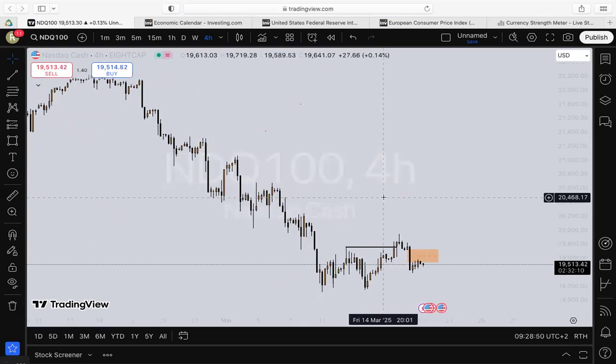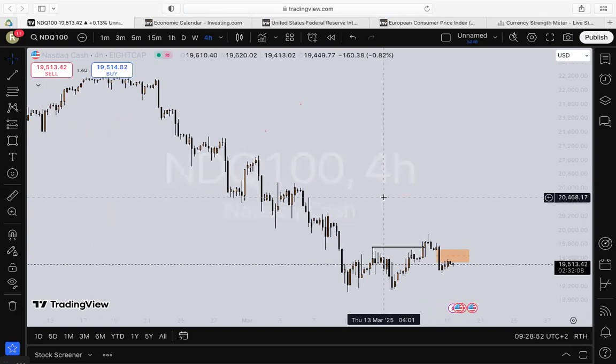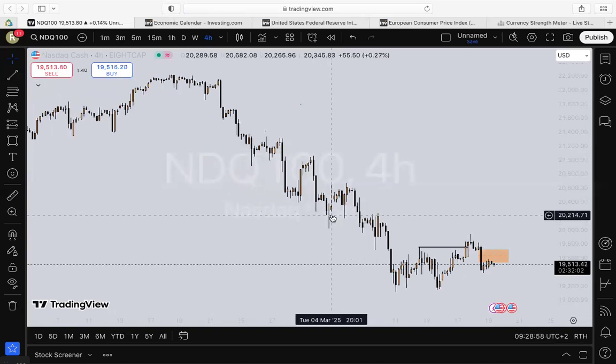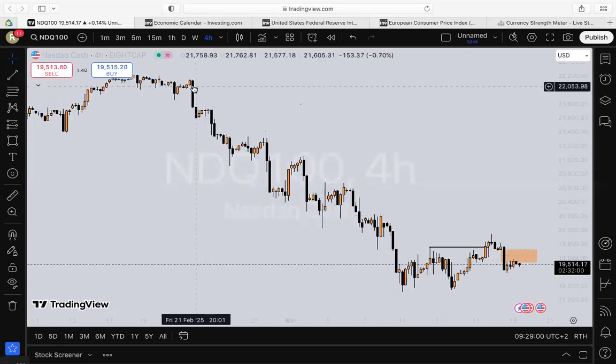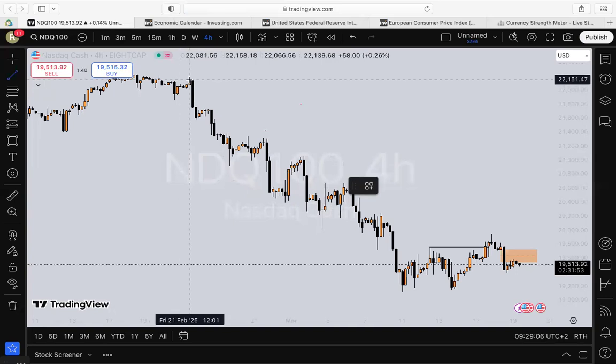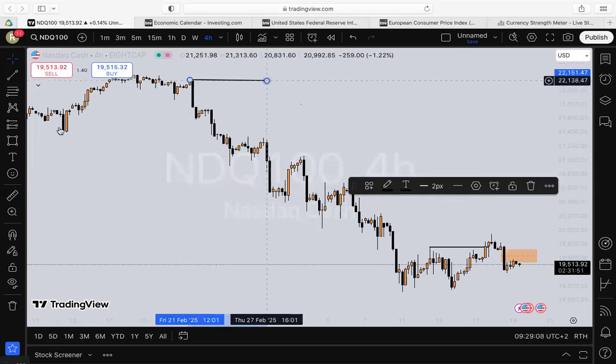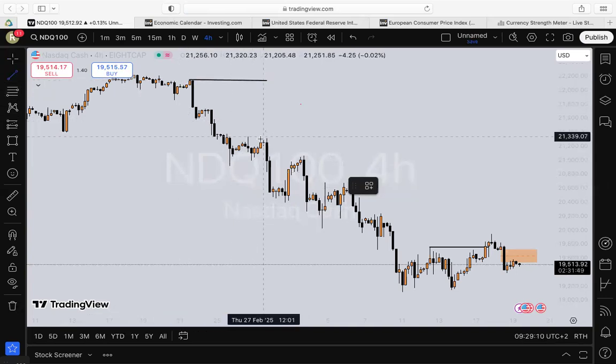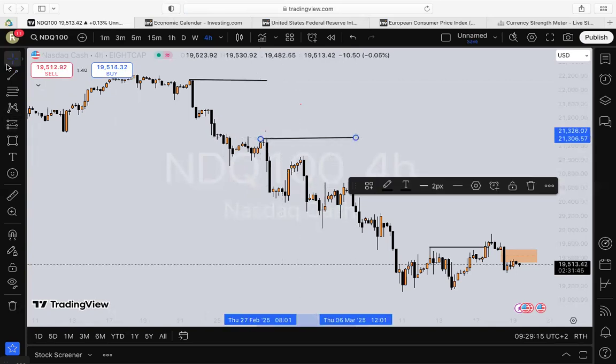I hope we understand it. What is change of character? You see this high here. It's a higher low, right? We broke this higher low. Let me make another example. Look at this high here, high here, high here, high here. How many highs do we have here? They are many. We have this one here, we have this one here, we have this one here.